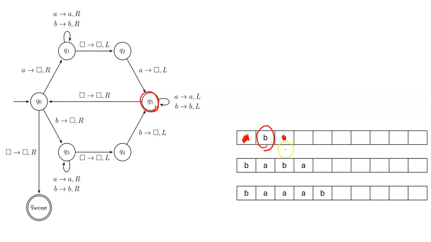Q5. If we have a B, that stays a B, and we move to the left until we get a blank one. And then we end up back in Q0. So what you can see we've done is scrub out the first and last A. If that last letter had not been an A, then it would have broken.